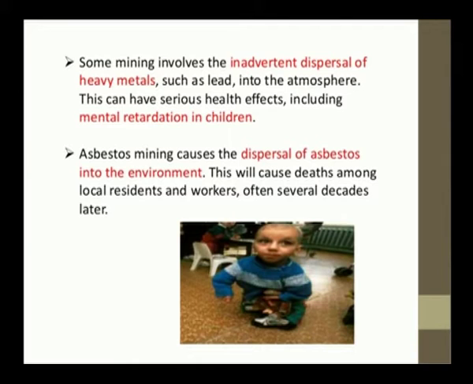Asbestos mining caused the dispersal of asbestos into the environment. This causes deaths among local residents and workers, often several decades later. Asbestos poisoning is felt very gradually, not immediately, but it has dire consequences as well. We didn't even realize the negative aspects of asbestos till recently. Asbestos completely corrodes the lining of the lungs and causes lung distress syndrome. It is called one of the main causes, and as a result, people have constant breathing issues, asthma related issues, especially in children.